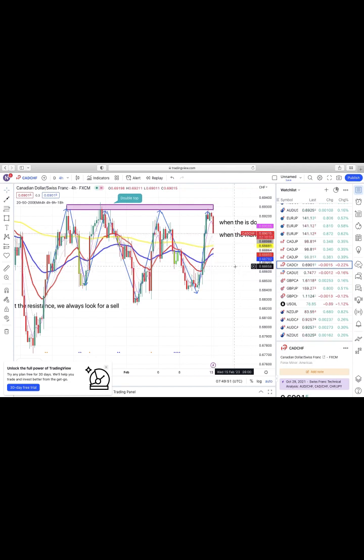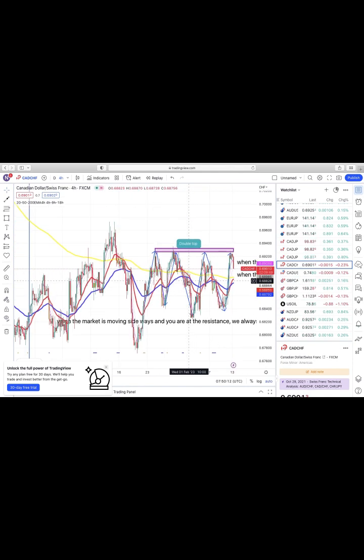Now look at the market structure. This market structure is forming high, low, and low, high. Now what do you look at? When the market is at the resistance, you always look for a sell. When the market is at the support, you can look at this place.